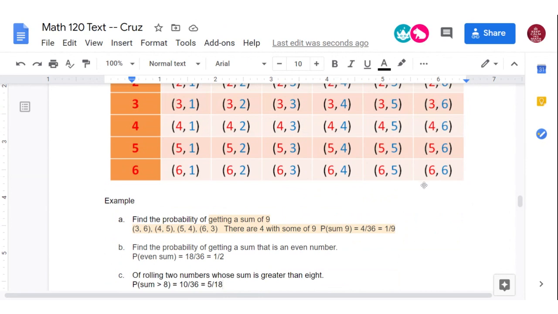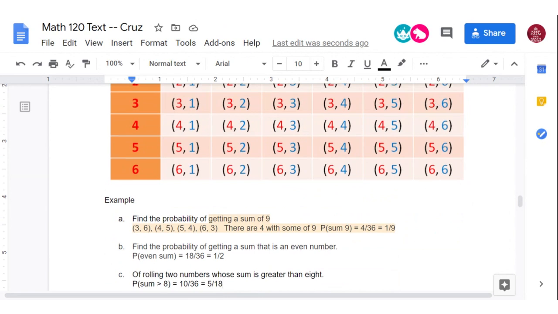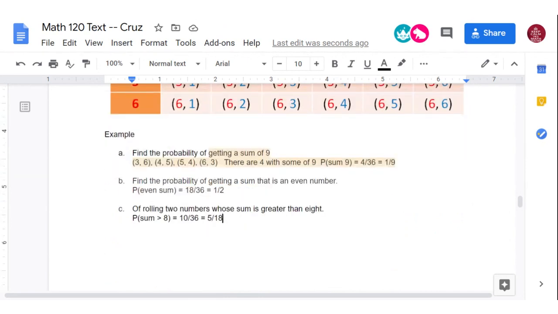Yeah, I get that part. So would the problem be wrong, Mr. Cruz, if we didn't include like probability sum greater than 8? Well, what would you put there instead?